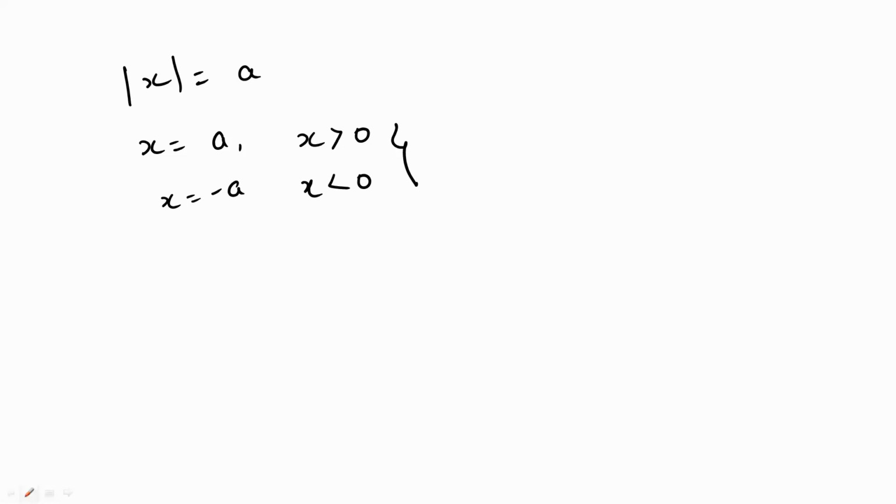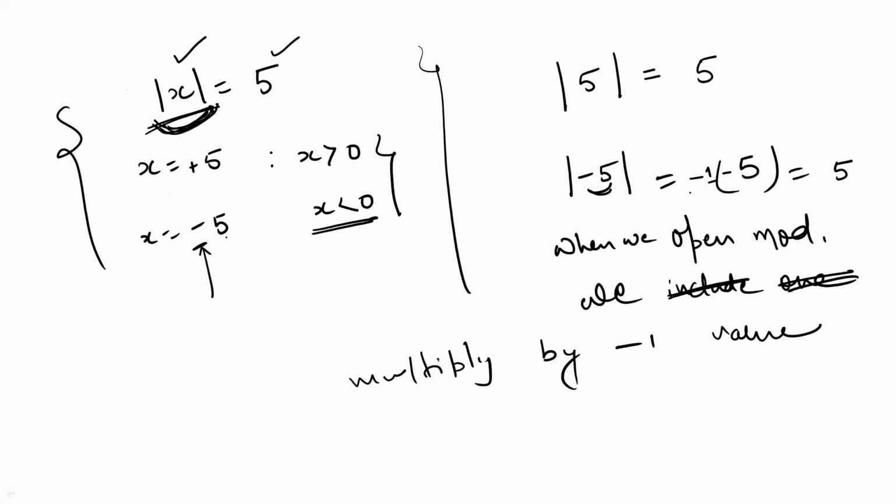We have used the same thing, okay, just see here, x is plus 5 when x is greater than 0. Then x is plus 5. And x is minus 5 when x is less than 0. Achha, like that you're just writing it on the representation scale when mod of x is equal to 5.